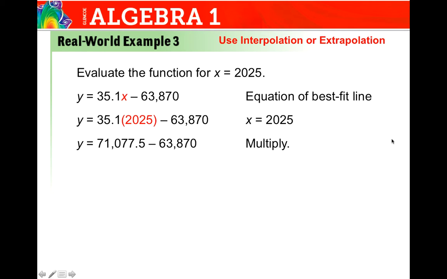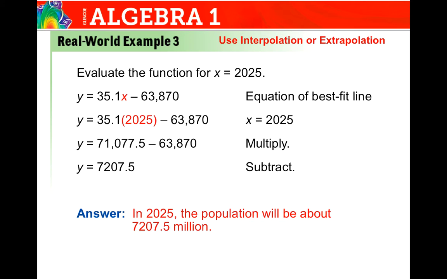You get approximately 71,077 and a half minus 63,870. And by subtracting, we are looking at 7,207.5 million people in 2025 in the world is our prediction. Since we're not to 2025, we can't know if that is true, but we could predict 2020 or 2019 and see where we are with that to see was this line actually accurate.